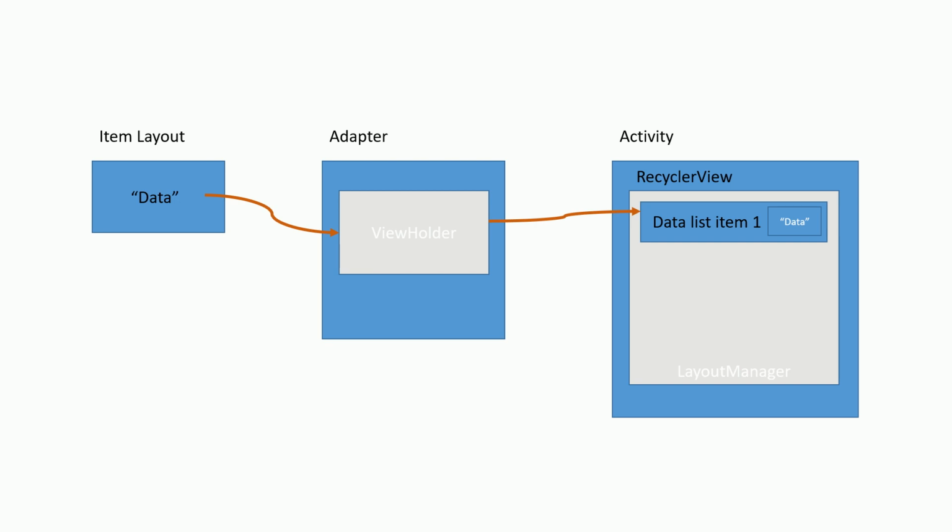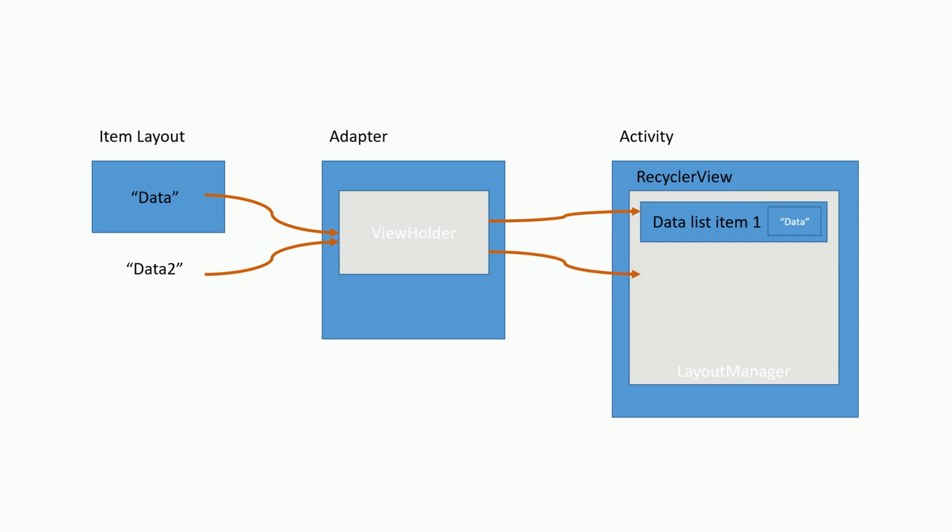So if we have another data here, another string, our view holder again will be created. Another instance of the view holder will be created to display this second data with the help of the adapter. As you can see here, the view holder displays the data too.